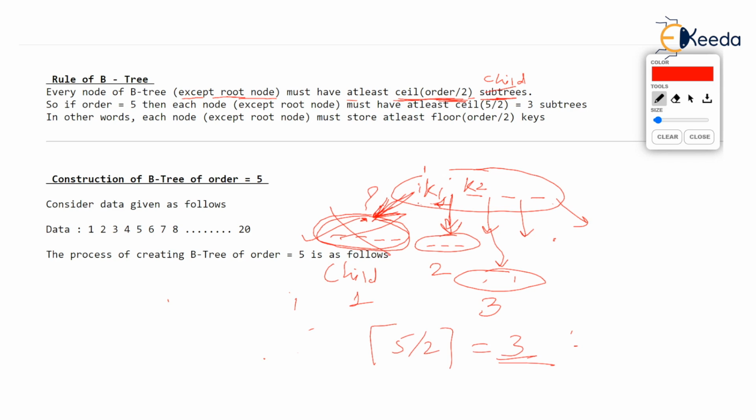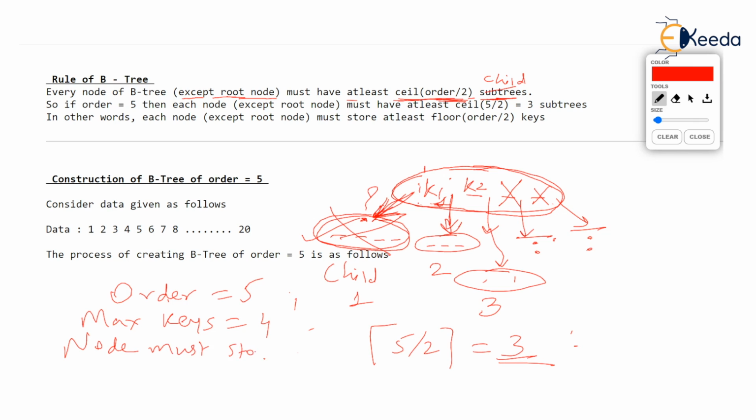The rule states that if you have a node of a B tree having order 5, then that node must have the ability to point to at least 3 children. The other children may not exist at all, because you have not stored any key in the positions of k3 and k4. Can you say it the other way? If the order is 5, then maximum keys are 4, and the node must store at least 2 keys. So instead of talking so much, I could have told you that the node must be at least half filled. Check my words. The node must be at least half filled.